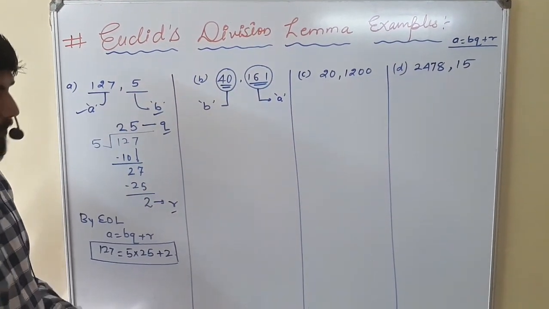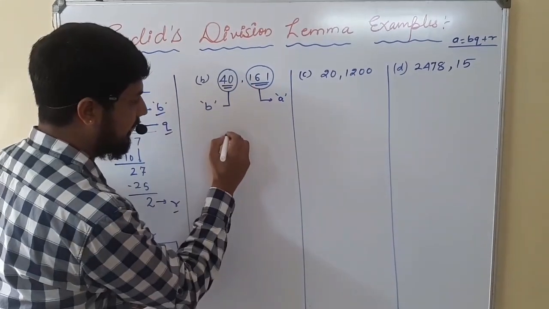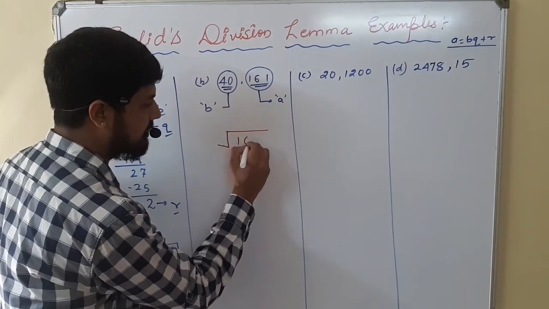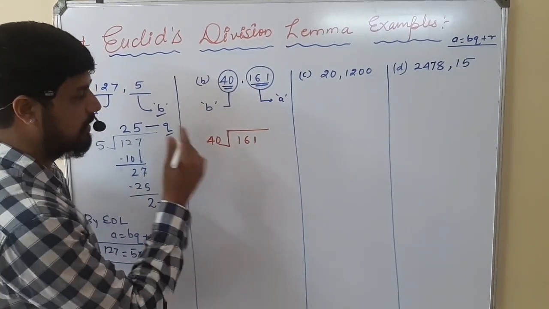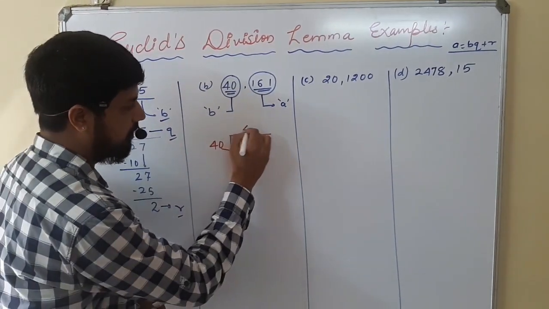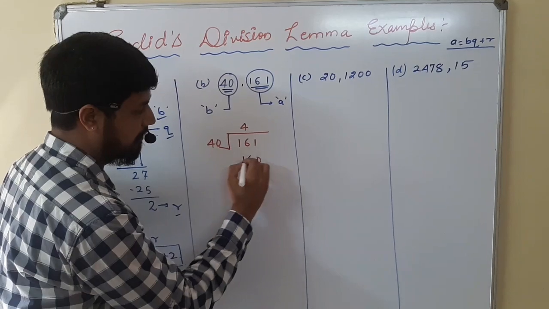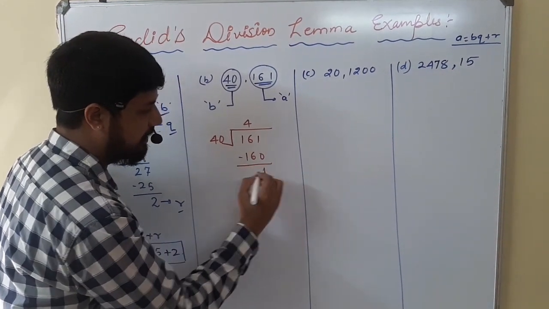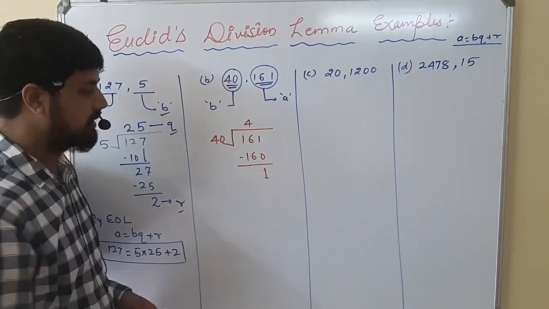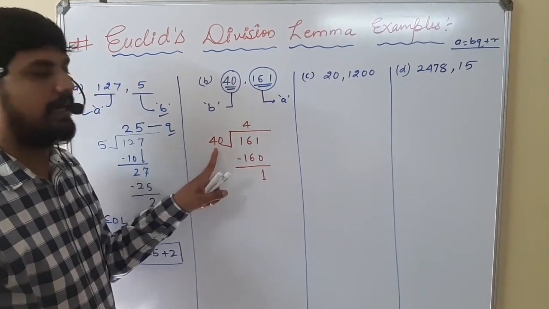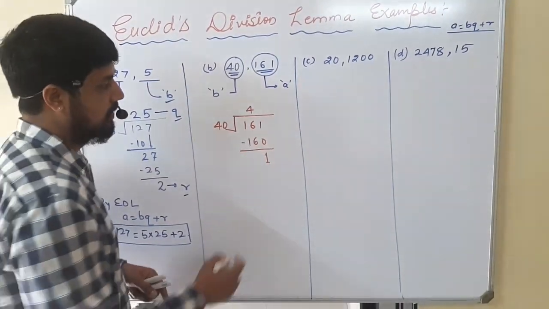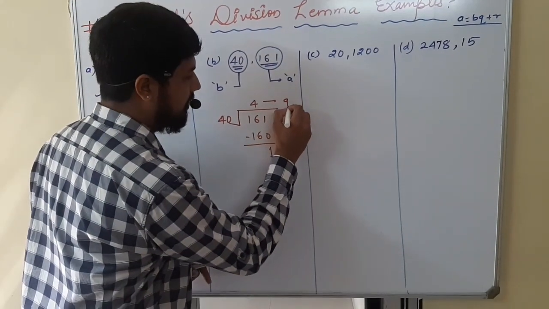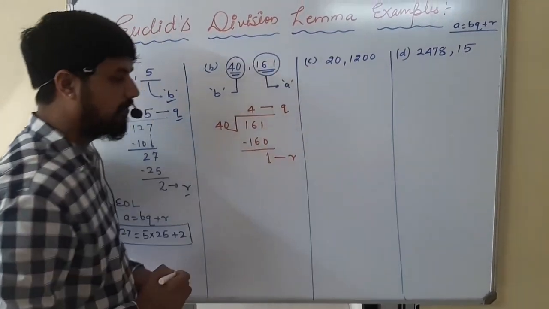Now again we will perform the division. We will divide a by b, so 161 divided by 40. We know 40 4s are 160. Subtract, the remainder is 1. In the first step itself we got the remainder less than the divisor, so here itself we have to stop the division. From this division we got the value of q and the value of r.